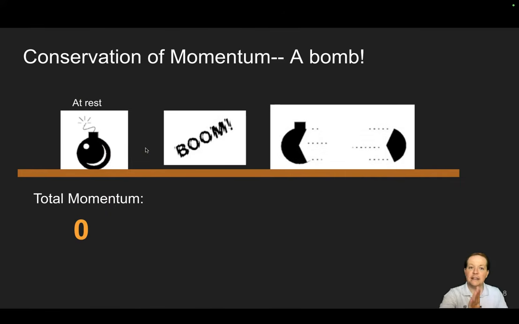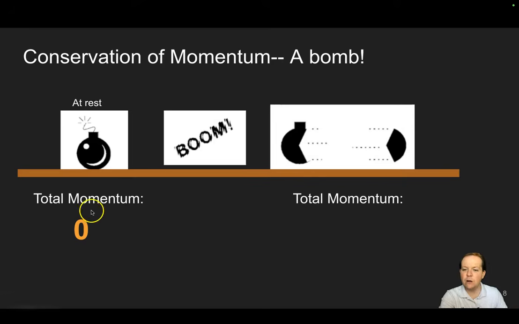Okay, then let's say, oh my gosh, the bomb explodes. But for this problem, it's a really bad bomb. It's just breaking into 2 pieces. That's going to keep our lives a little simpler. So it starts as 1 piece, and then it breaks off into 2 pieces, okay? So we started off with 0 momentum. All right, nothing is getting in the way. Nobody's knocking the bomb off the table.